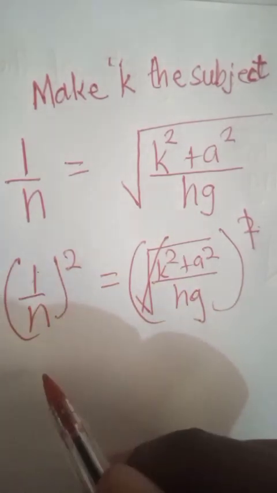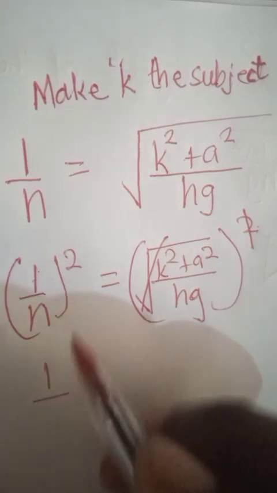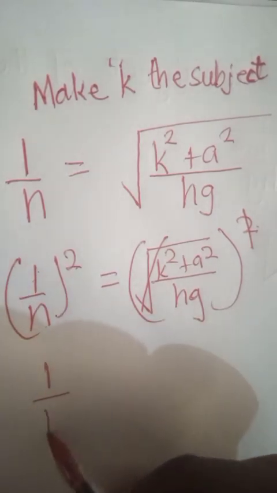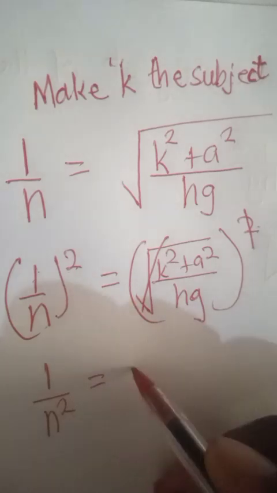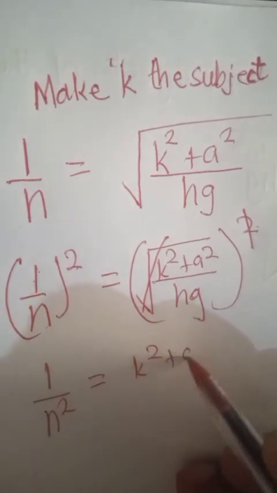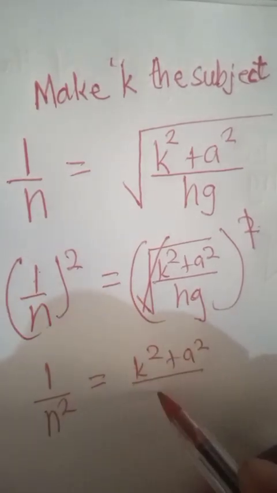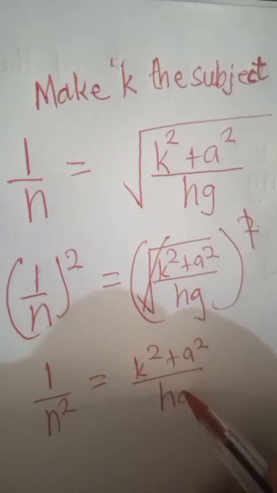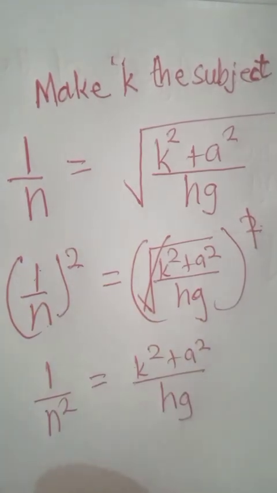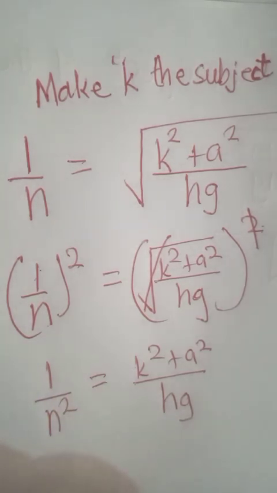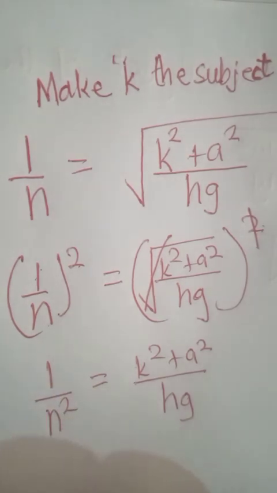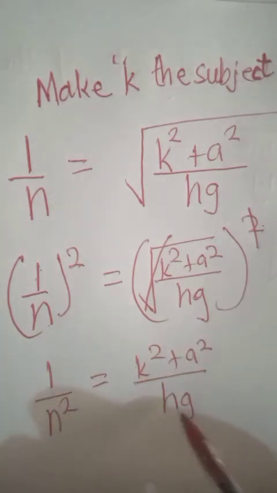So 1 squared will still give us 1, and n squared will give us n squared. Now we have k squared plus a squared, all on h chain. In our earlier lesson we said that when you have a fraction, you need to eliminate the fraction to make it easier to make whatever you want the subject. Since both sides are fractions, we can cross multiply as well, right?